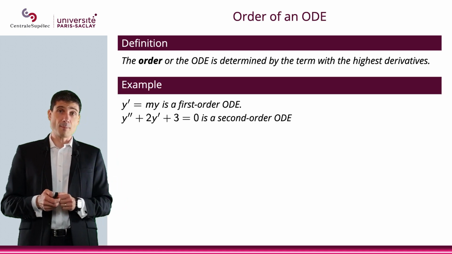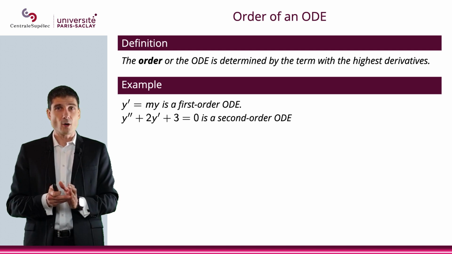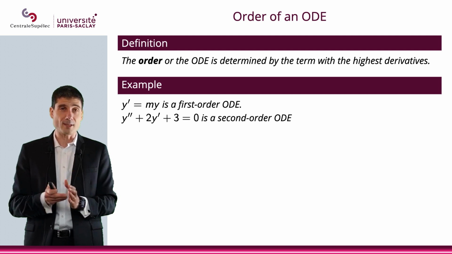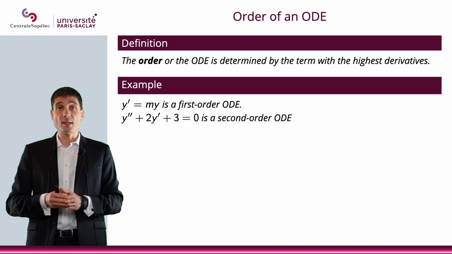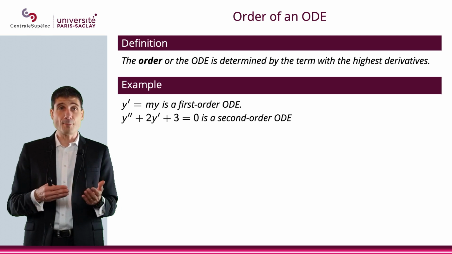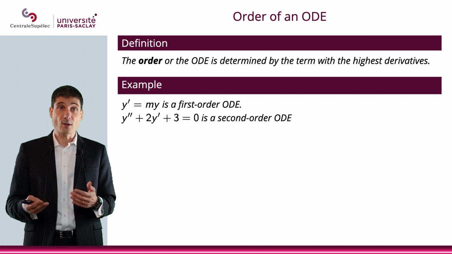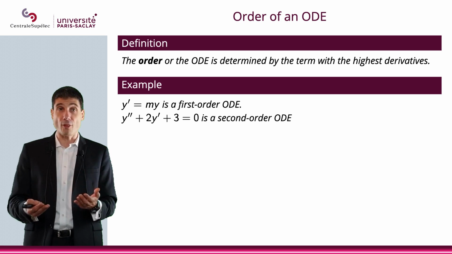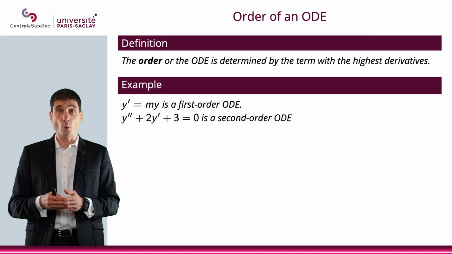Now, before we move on to the theorem, I would like to also give the definition, which you might already know, about the order of an ODE. The order of the ODE is determined by the term of the highest derivative. For example, y prime equals my is a first order ODE, and y second plus 2y prime plus 3 equals 0 is a second order ODE.